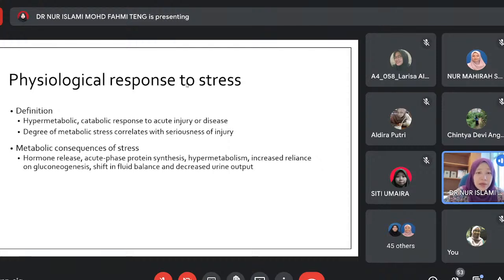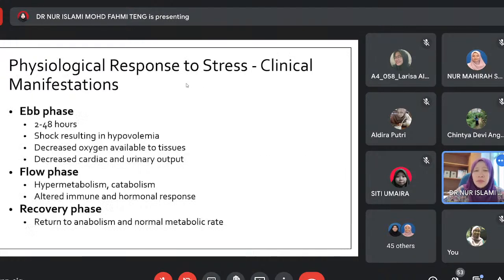Therefore, students also know that when we have an injury, what we usually give is a high protein intake. We say high protein intake for wound healing and the recovery process. This is because of the catabolism of protein. That's why we need to increase protein intake for those experiencing trauma or after surgery.